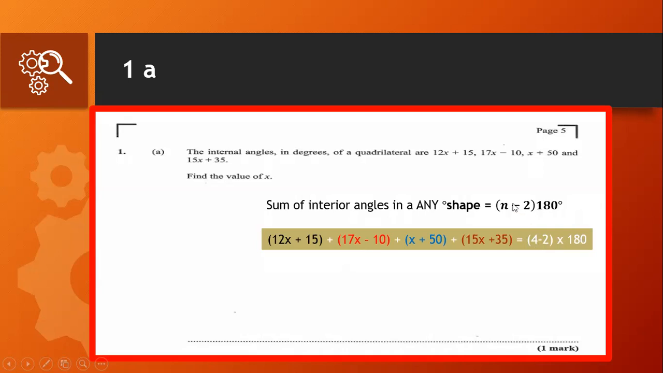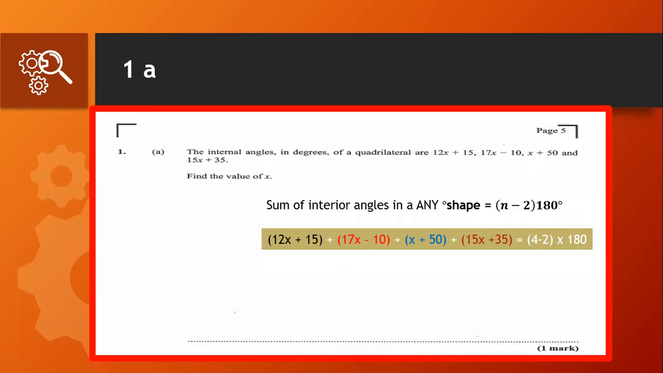4 replaces the n. There's a minus sign here, there's a minus sign here, there's a 2 here, there's a 2 here. And between the brackets and the 180, they're very close, is actually a multiplication sign. That's understood in mathematics in general.